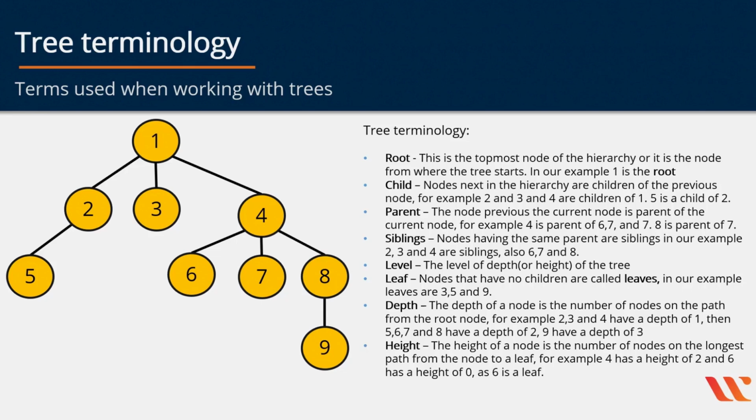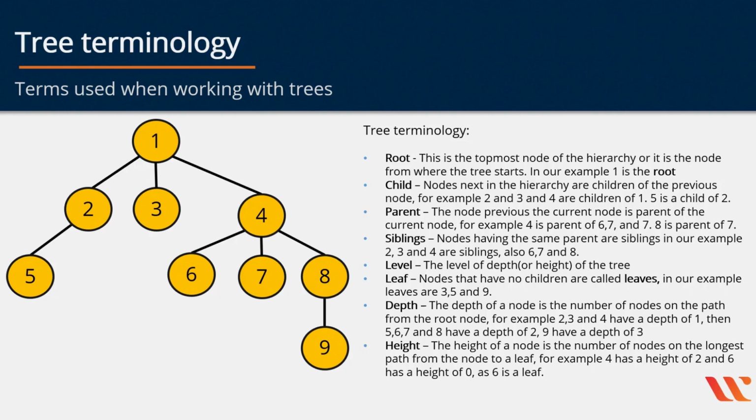Then we have siblings. Siblings are nodes having the same parent. In our example, 2, 3 and 4 are siblings. Also 6, 7 and 8. Level is the level of depth or height of the tree, depending on the point of view. Leaves are nodes that have no children. In our example, 3, 5 and 9 are leaves.